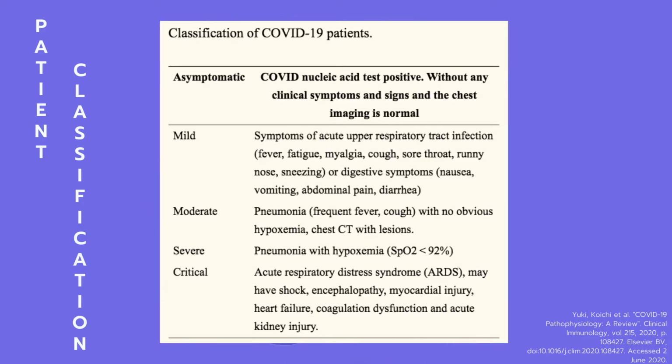Patients with COVID-19 are classified according to their symptoms. The asymptomatic ones test positive in a test, but they don't have any clinical symptoms and signs of the chest imaging is normal. The mild ones have symptoms of acute upper respiratory tract infections such as fever, fatigue, cough, a sore throat, runny nose, and sneezing, or digestive symptoms such as nausea, vomiting, abdominal pain, or diarrhea. The moderate ones include pneumonia with no obvious hypoxemia. Hypoxemia meaning a low concentration of oxygen in the blood. Severe symptoms include pneumonia with hypoxemia, and the really critical ones include acute respiratory distress syndrome, and they might have shock, myocardial injury, heart failure, coagulation dysfunction, and acute kidney injury.